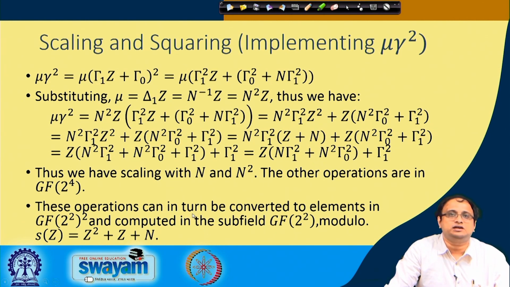So these operations now also need to be tackled and implemented. These operations can in turn be converted to elements in GF 2 power of 2 whole power of 2 and computed in the subfield GF 2 power of 2. These operations are in GF 2 power of 4 because you have now successfully decomposed a GF 2 power of 8 operation into GF 2 power of 4. So the scaling and the addition all take place in GF 2 power of 4, but you can also equivalently write GF 2 power of 4 isomorphically in this field GF 2 power of 2 whole power of 2, and therefore you can compute in the subfield GF 2 power of 2 modulo again S z, which is equal to z squared plus z plus n.